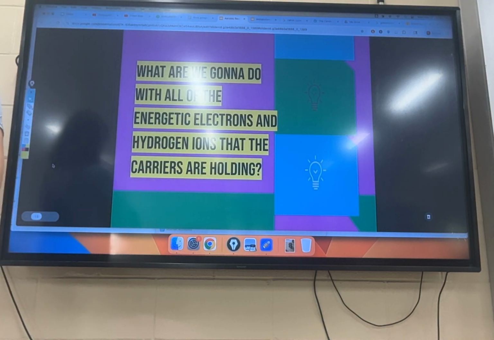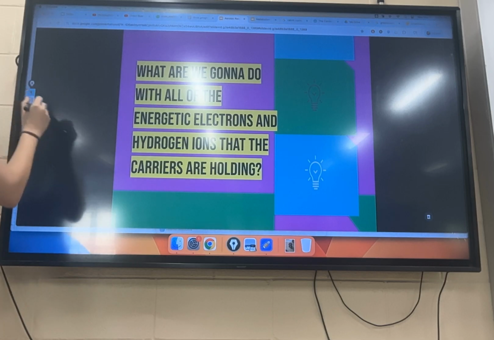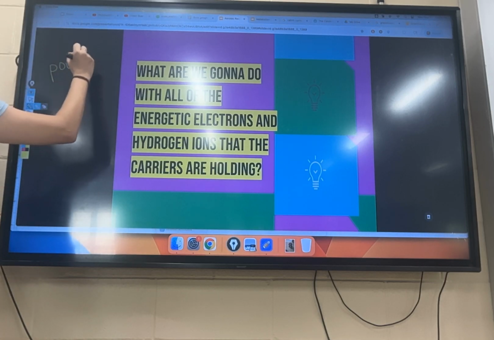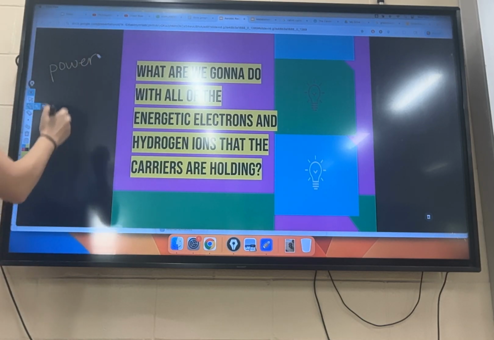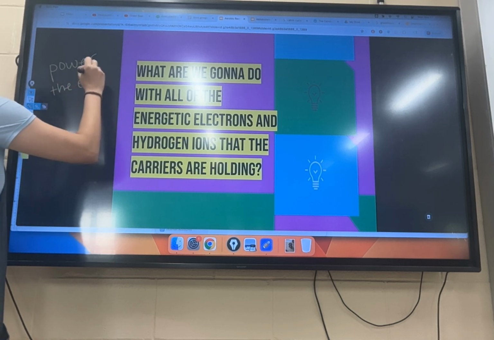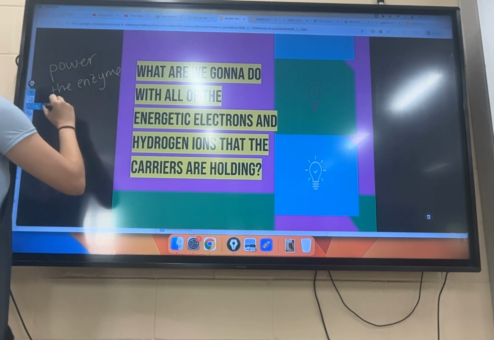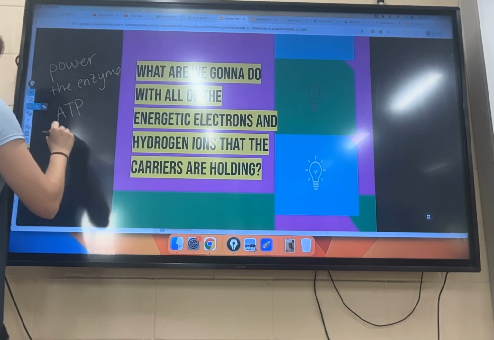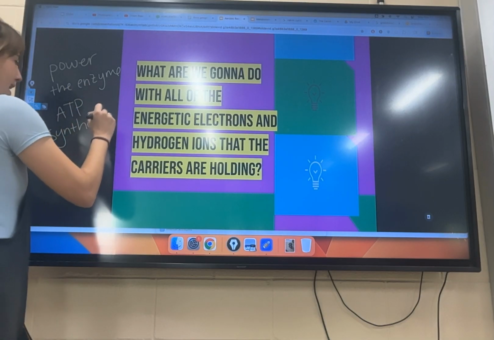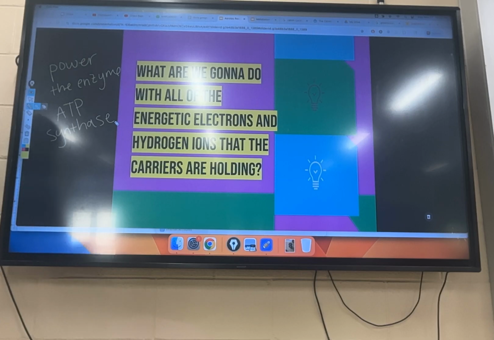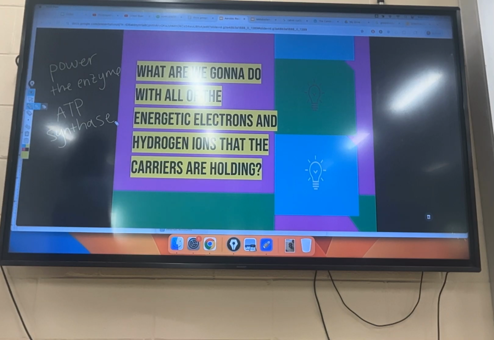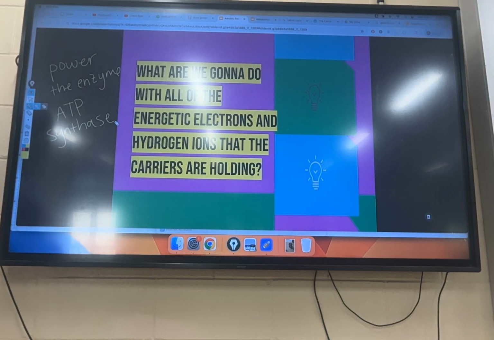So, what are we going to do with all of this energy? We are going to use it to power the enzyme ATP synthase. We learned about that last night. I know, it's like I give you homework for a reason. I don't remember what it is. Yes, it was ACE for enzymes. And ATP synthase, enzymes are named for what they do. So ATP synthase is an enzyme that synthesizes ATP.